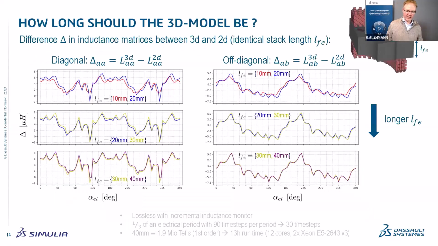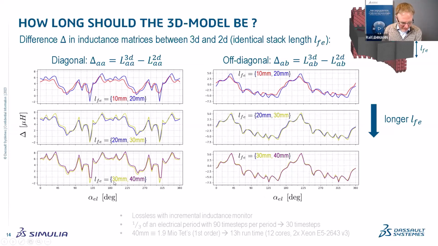More challenging is the inductance. The idea here is the following. Since we can simulate 3D and 2D, we choose a particular stack length and compare the 3D incremental inductance matrix with the 2D incremental inductance matrix, both for a diagonal term and for an off-diagonal term. What you see here is not the inductance matrix, but the difference between 3D and 2D, and for different lengths. In the top row, you see a comparison between 10 and 20 millimeter stack length, then 20 and 30, and then 30 and 40.